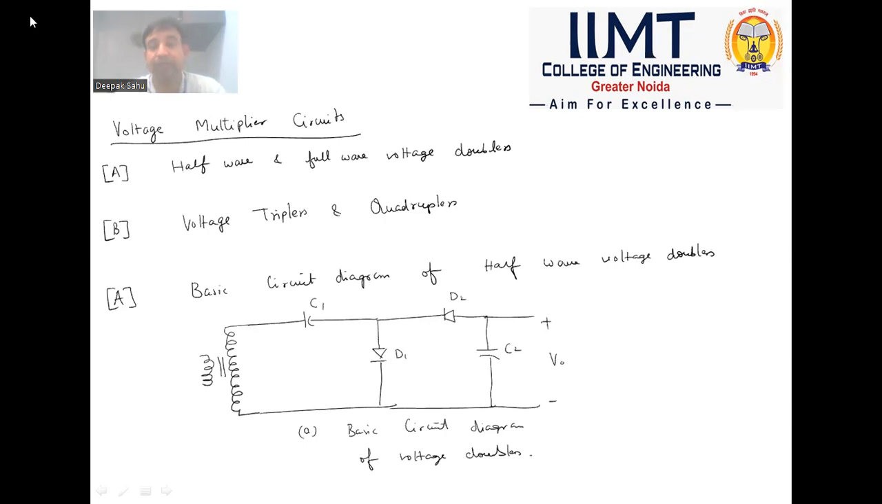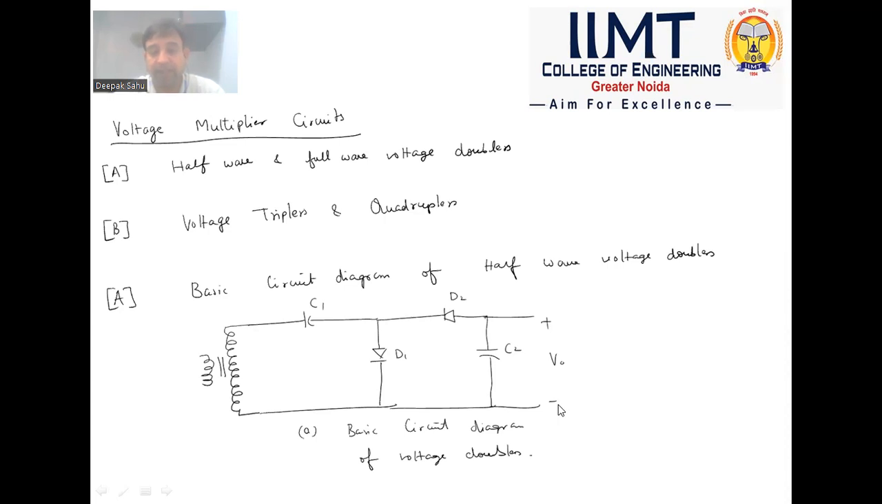Now, let us take a basic circuit diagram of half-wave voltage multipliers. As we can see by the arrow, this is the primary arrangement, and there is a transformer-based system. Then there are two diodes arranged as such, and two capacitors, and the final output is being taken across output V naught.